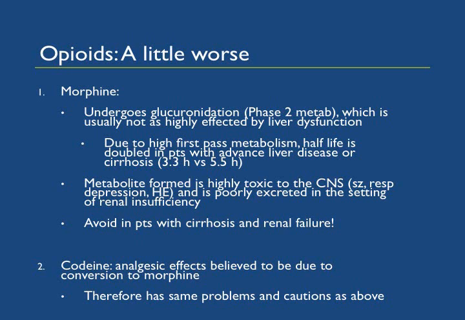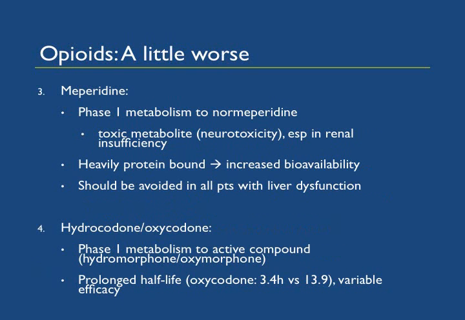Codeine is an analgesic whose effects are believed to be due to conversion to morphine. Therefore, codeine is plagued by the same problems as described above for morphine and undergoes the same cautions, especially in patients with cirrhosis and renal failure, as described previously.